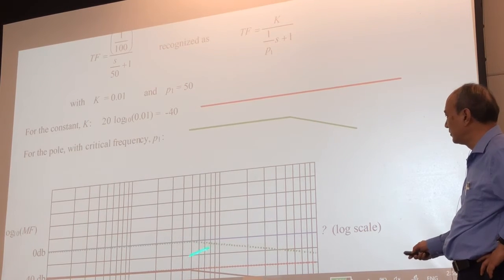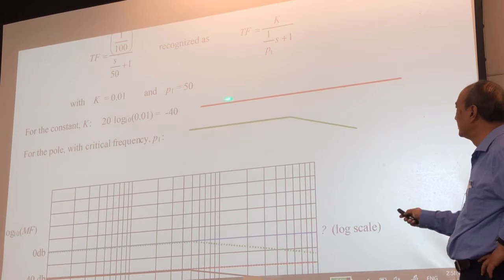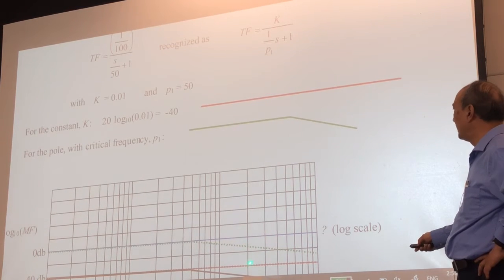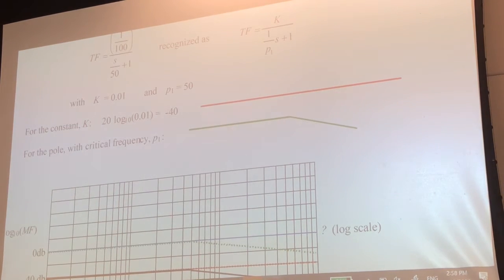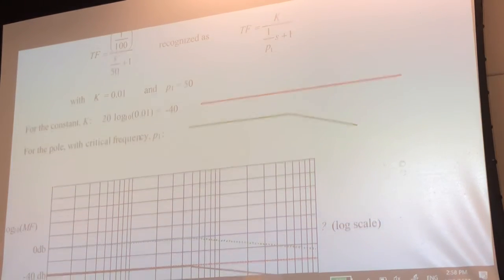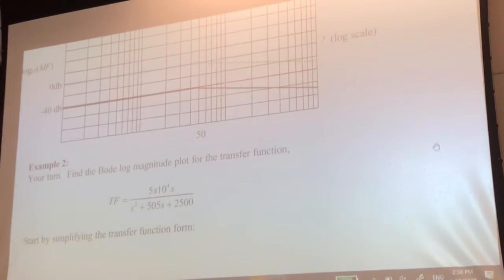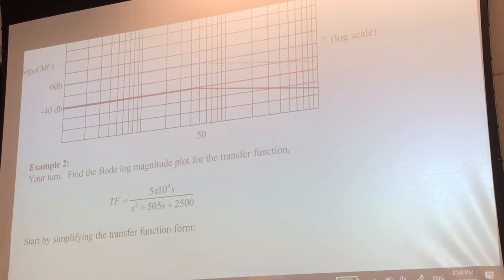So this is the corner frequency. And then the red one is this one. So we use this one and add this one together, and we have this resultant black one. This black one is our final Bode plot. Okay? Bode plot. So you can see the frequency is 50, it's the corner frequency. This makes sense?